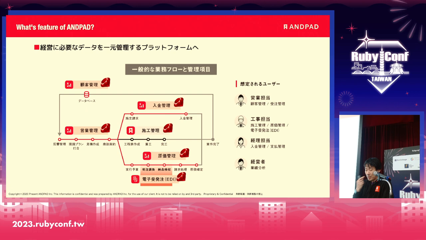This image shows some of the products provided by Endpoint, which are widely used by our customers. Notably, Ruby is used in all of our products, like customer management, sales management, cost management, and a lot of other management products we developed.